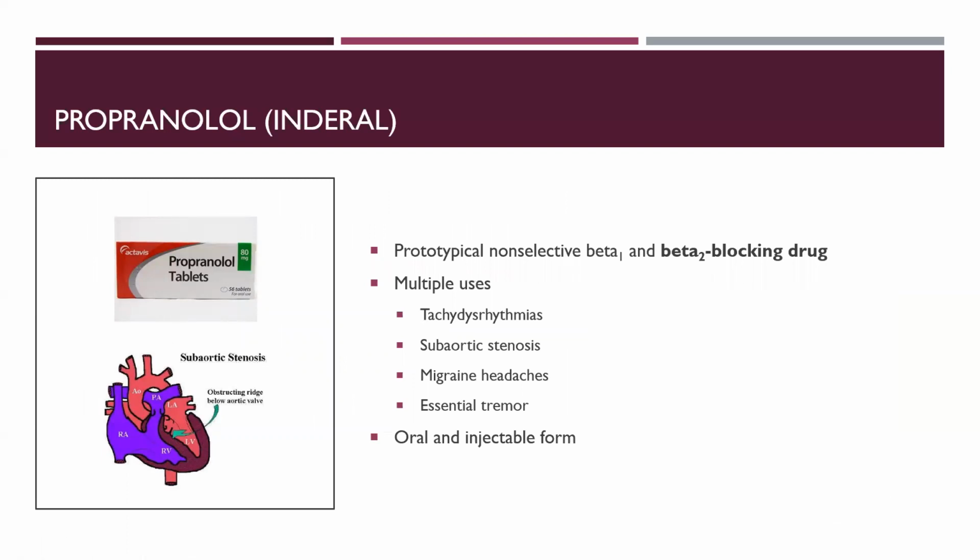Propranolol has multiple uses. Once again, this is one that's going to hit both beta 1 and beta 2 blocking receptors. It can be used for subaortic stenosis, which is that obstructing ridge below the aortic valve here. It can also be used for your tachydysrhythmias and your migraine headaches.